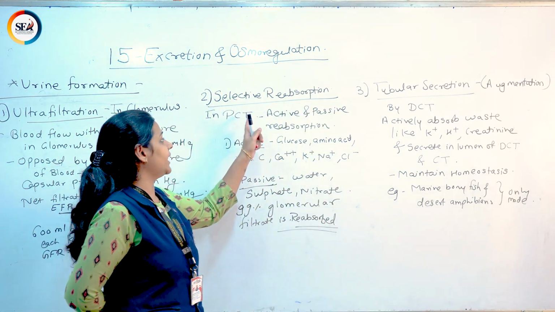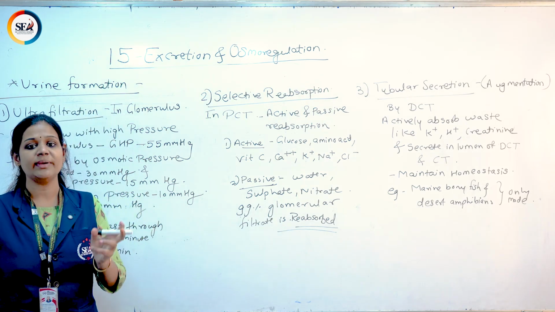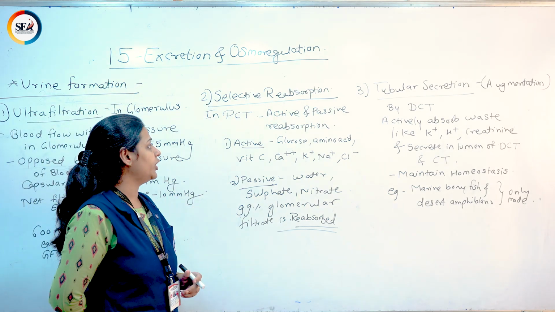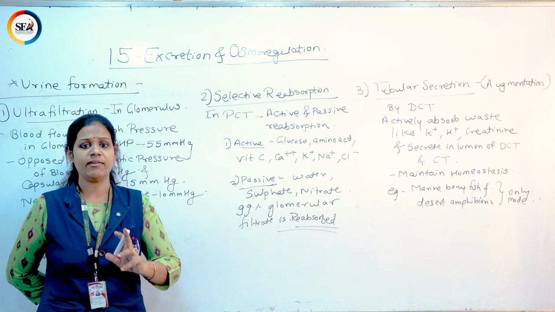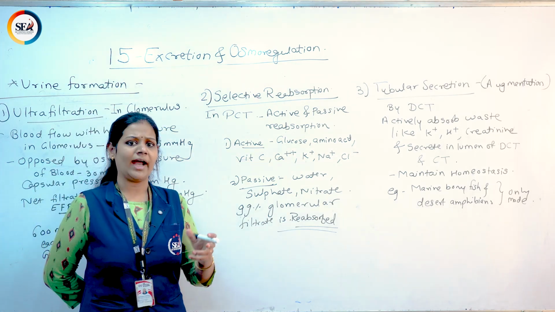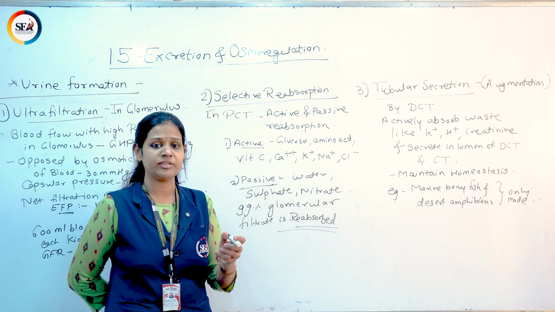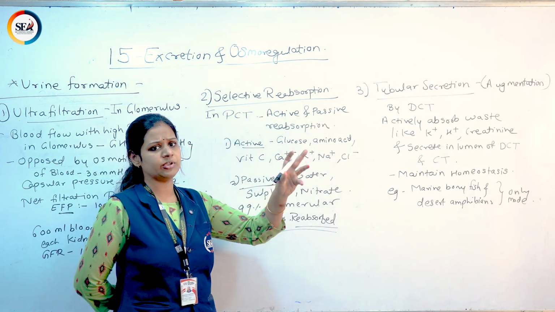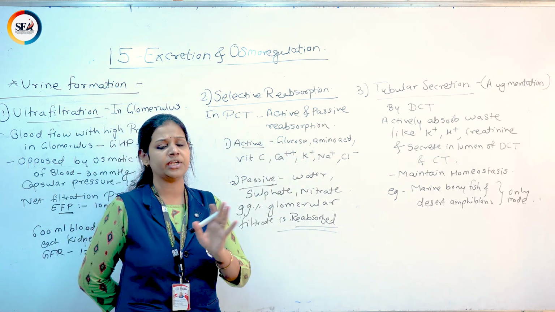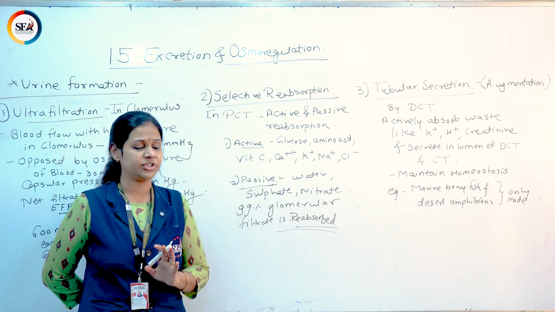The second one is selective reabsorption, which takes place in the PCT, that is the proximal convoluted tubule. Here both active and passive reabsorption take place. Active reabsorption is from lower to higher concentration with the investment of ATP, and passive reabsorption is from higher to lower concentration without any requirement of energy.